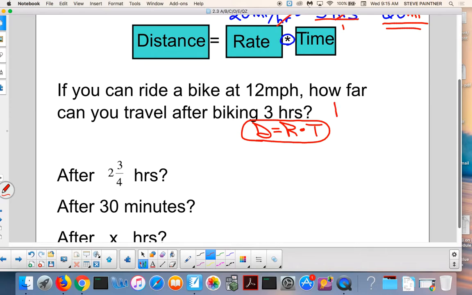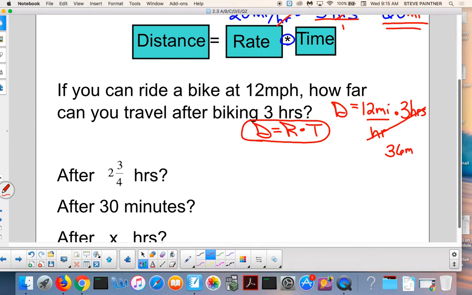So distance equals rate. What's my rate, Chanel? 12 miles per hour, right. So go like this and this. Multiply it by the time you travel. How long did you travel? 3 what? Hours, okay. I tried to show you up here that hours will what? Cancel out. So you get 12 miles times 3. The answer is what? 36.